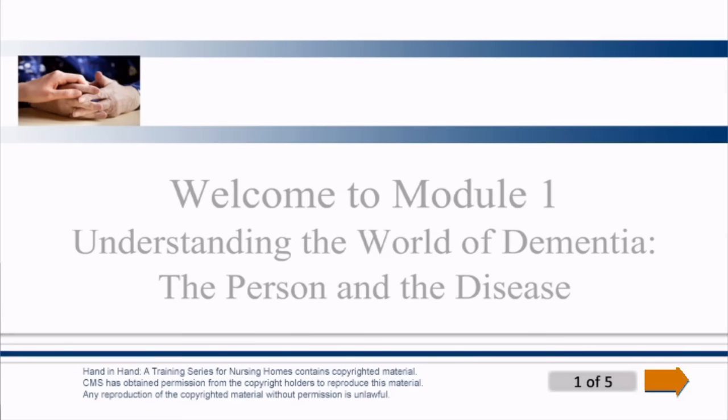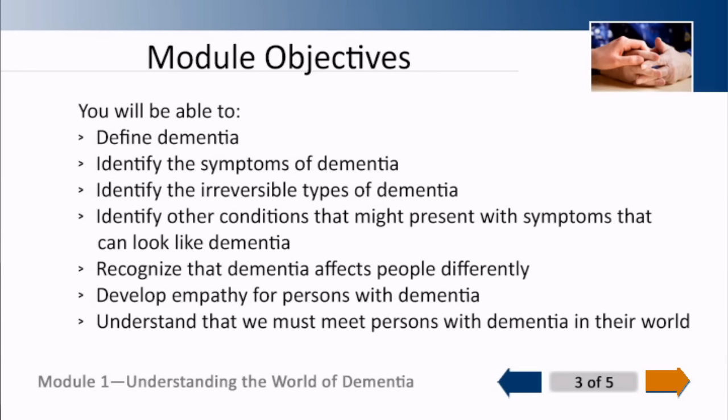So the module objectives. You today, after this hour, will be able to define dementia. You will be able to identify some symptoms of dementia. You will be able to identify irreversible types of dementia and some conditions that might look like dementia but might be reversible. You will be able to recognize that dementia affects people differently. Does everybody in your building that has dementia have the same behaviors? No. You will be able to develop empathy for people with dementia.